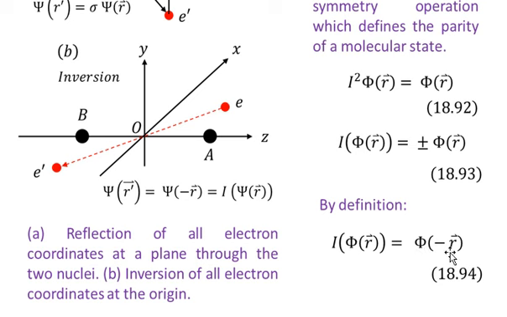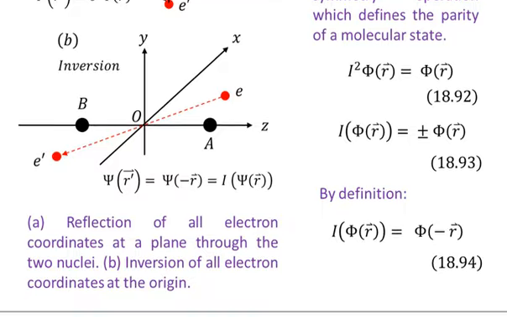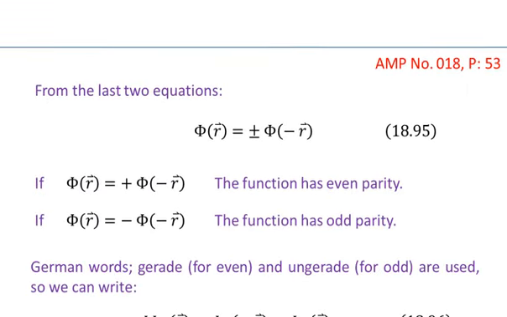So if phi of minus r is equal to phi of r, then I shall talk about the even parity. If phi of minus r is equal to minus phi of r, then I shall talk about the odd parity. So the molecule can have even parity as well as odd parity. So from the last two equations, I can write phi of r is equal to plus or minus phi of minus r. If phi of r is equal to plus phi of minus r, then the wave function has even parity. If phi of r is equal to minus phi of minus r, then the wave function has odd parity.